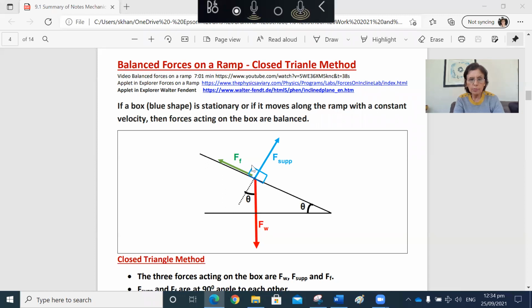Now, if this object is moving downwards with a constant velocity, that means all these three forces together are balanced. There are different ways to do it, but we will use the closed triangle method. And what is the closed triangle method? We will draw these three forces so that they make a closed triangle.